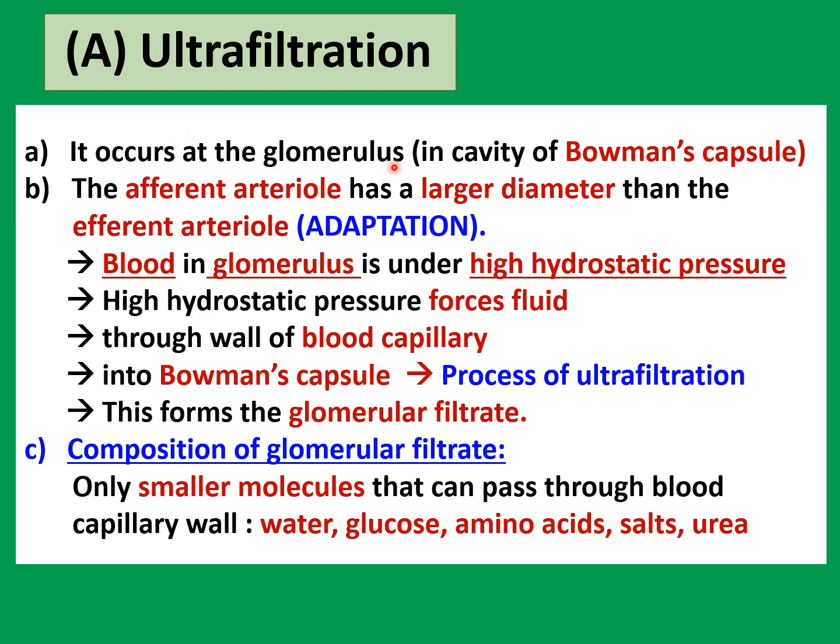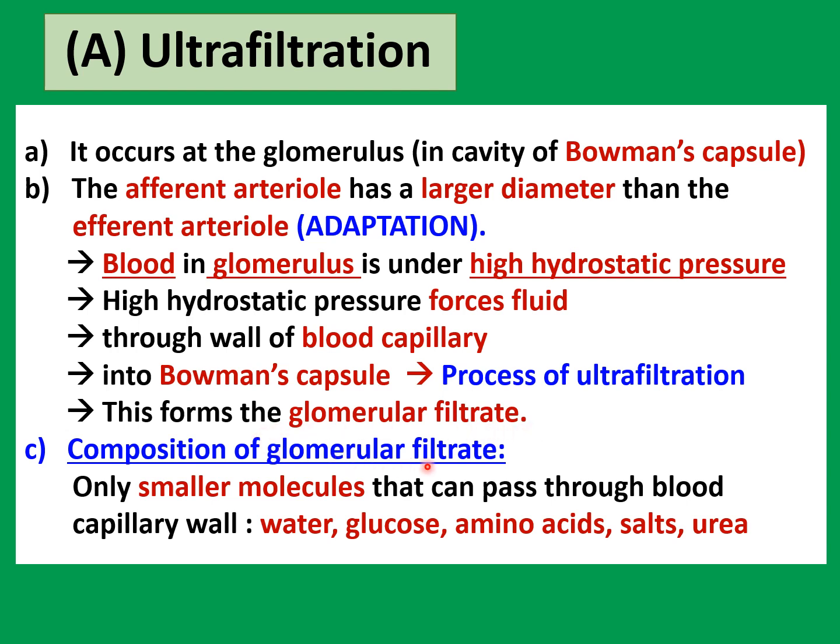Ultrafiltration occurs at the glomerulus, in the cavity of the Bowman's capsule, and the afferent arteriole has a larger diameter than the efferent arteriole. So this is an adaptation of the arterioles. Thus, the blood in the glomerulus is under high hydrostatic pressure, and the high hydrostatic pressure in the glomerulus forces out some fluid, something like blood plasma, through the walls of the blood capillaries into the Bowman's capsule. This process is called ultrafiltration, and in this way it forms the glomerular filtrate in the Bowman's capsule.